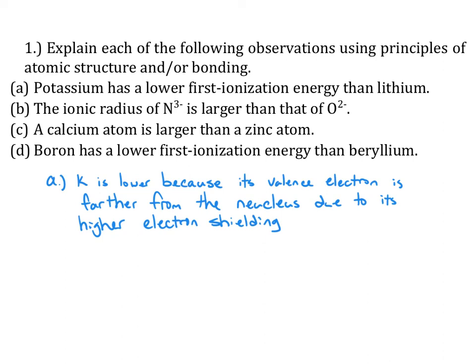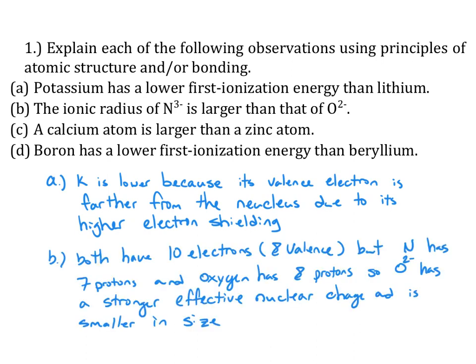Notice how I just didn't answer the question by regurgitating the trend. We know that potassium is lower because it's further down on the periodic table. And if you just say potassium has a lower ionization energy because it's further down on the periodic table, you will not get full credit for this on my test or the AP test. You need to address specifically principles of atomic structure. And by explaining the electron shielding, then you have addressed the principles of atomic structure.